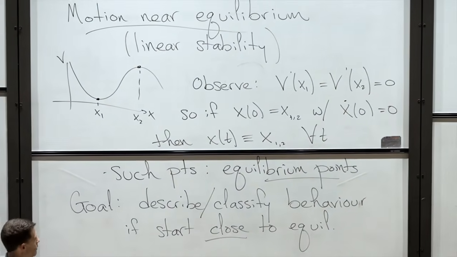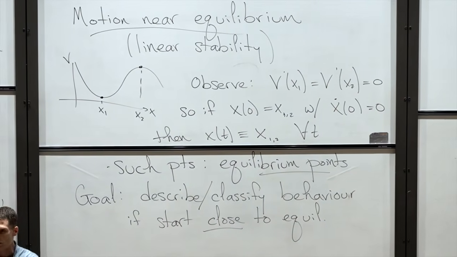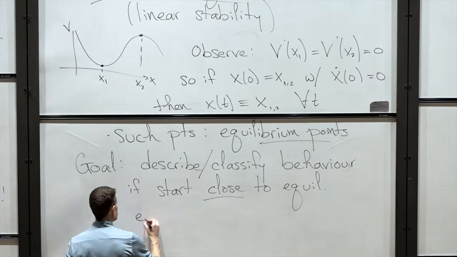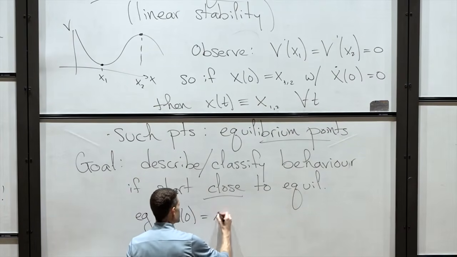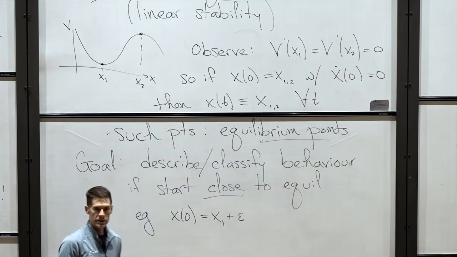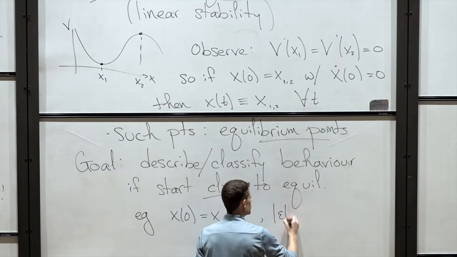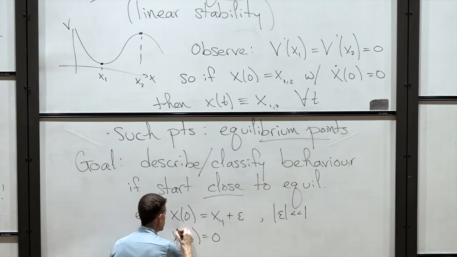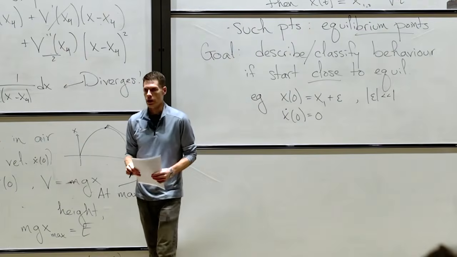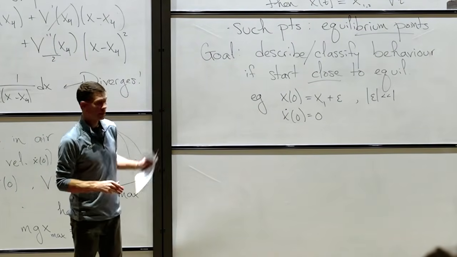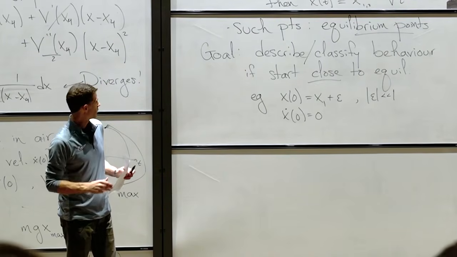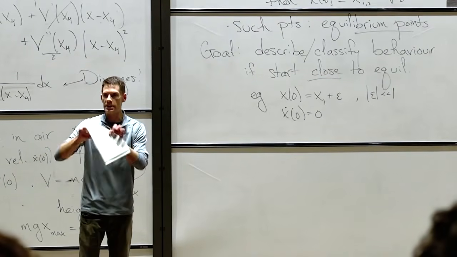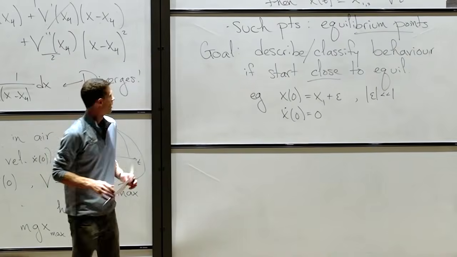And what does close to equilibrium mean? It might mean that I start at that point and I give it a little velocity, or maybe a nicer way to do it is to start, for example, x of 0 equals x1 plus some small epsilon, and maybe still with x dot of 0 equal to 0. And what we'll do the next time is formalize this kind of mathematics of answering that question, what happens? And the big classification is what we'll call stable, which means it stays close to the point, and unstable, which is the going over the hill, goes away from the point. So let's stop there. Thank you.